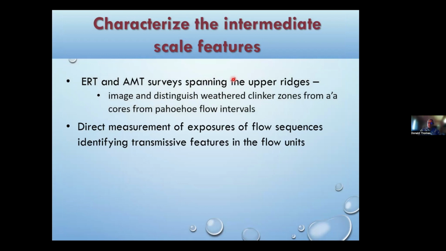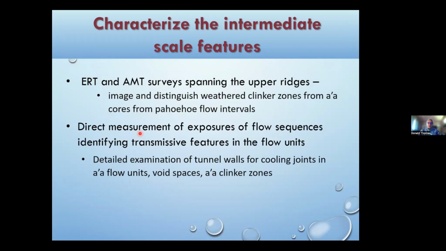Another aspect of characterizing these intermediate scale features, and really what we're trying to accomplish with this characterization, is to identify where flow can occur and try to develop an understanding of what the scale of that flow would be. And so we will conduct a sequence of measurements directly measuring exposed lava flow units and identifying the transmissive features in those flow units. We can do that using exposures inside of tunnels.